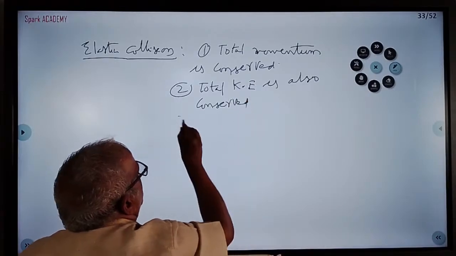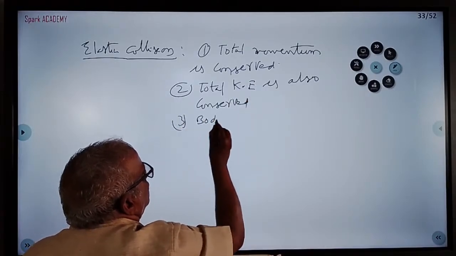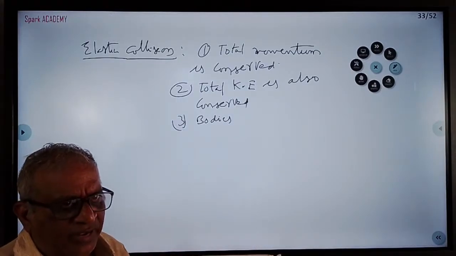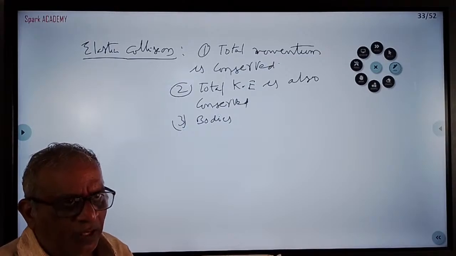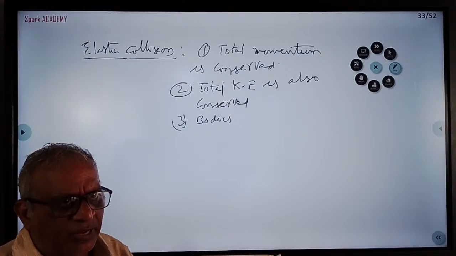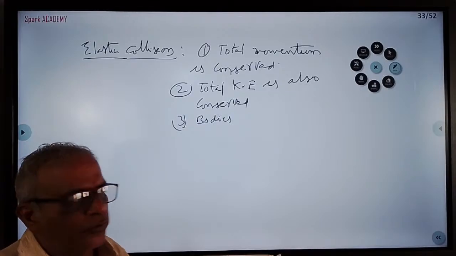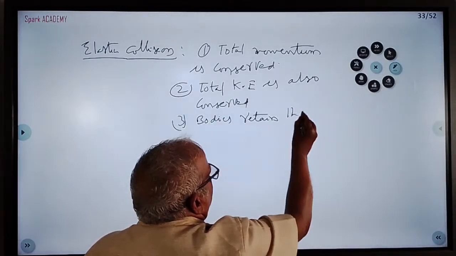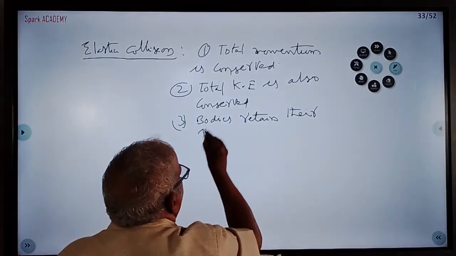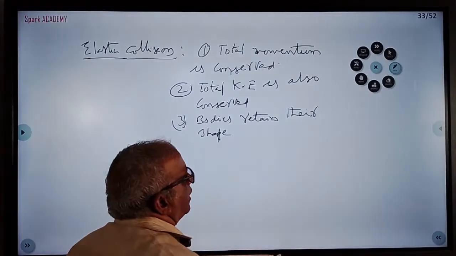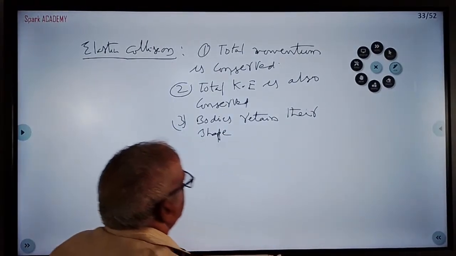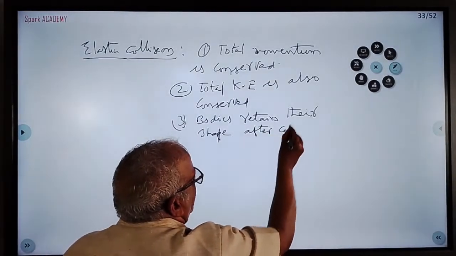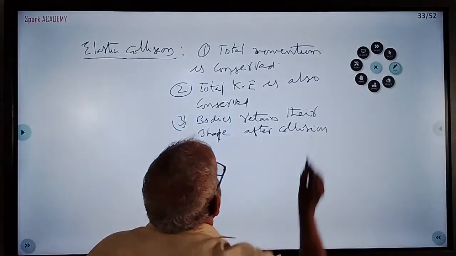Bodies will not undergo change in shape. Before collision, whatever shape is there, after collision also they will retain their shape. Of course, during collision the shape will change temporarily, but after collision they will retain their own shape. Bodies retain their shape completely after collision. After collision, there is no loss of kinetic energy.